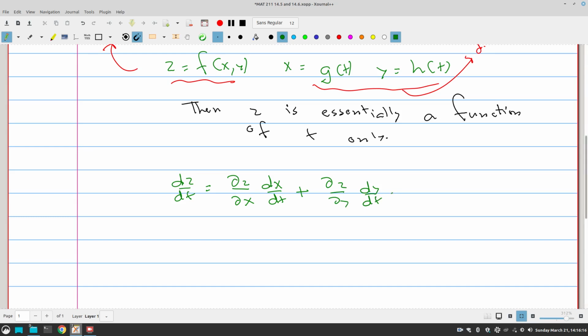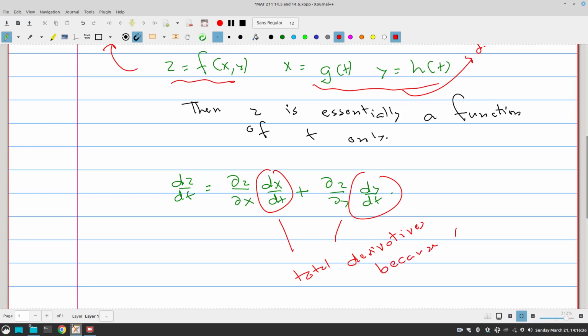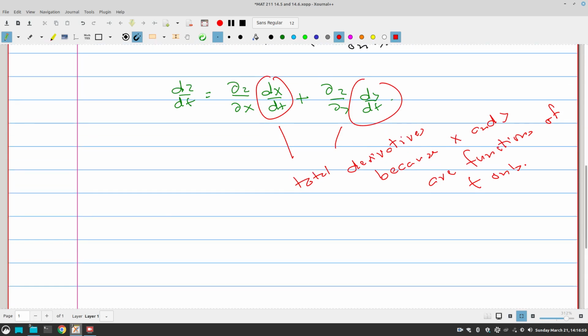Now, why is this a total derivative? Because these are total derivatives because x and y are functions of t only, right? So x and y are functions of t only. All right. So let's do a diagram to tell you how things work.